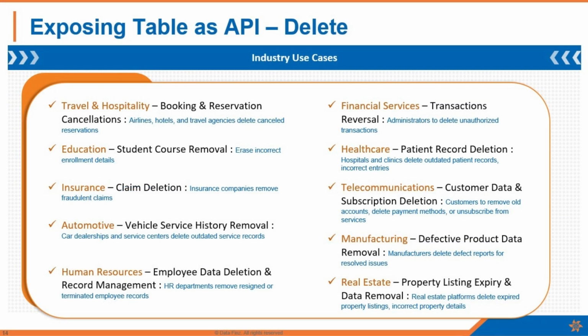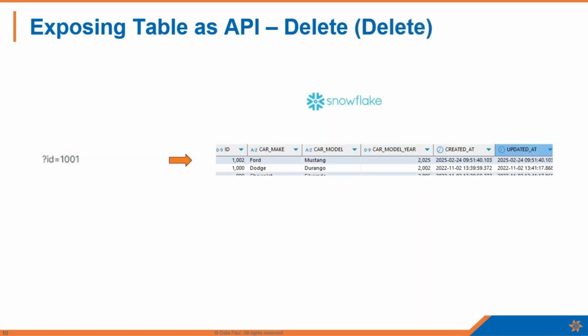Exposing tables as APIs using the delete method allows industries to efficiently manage data removal, whether it's canceling reservations, deleting outdated records, removing fraudulent claims, or expiring listings, ensuring data accuracy. DataFinz allows users to securely delete records by exposing tables as APIs, supporting the delete method. This enables efficient data removal through API requests while maintaining controlled and secure access.